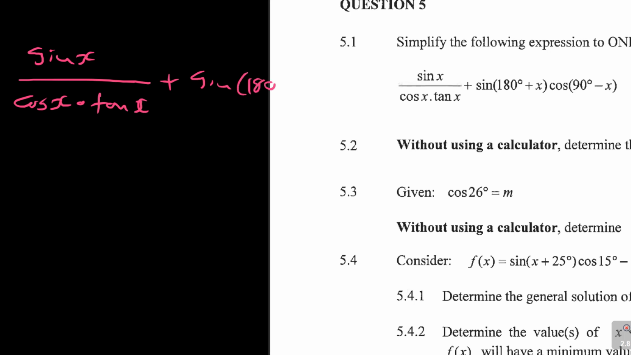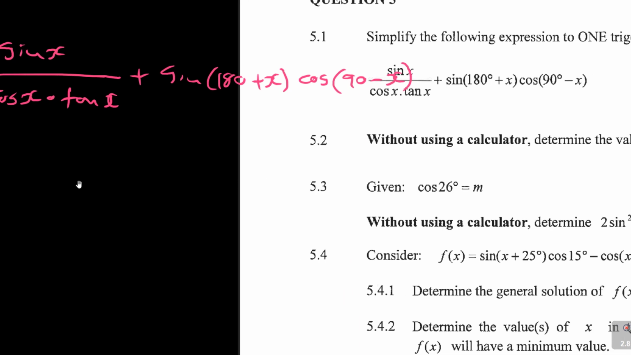If I can write this down, it says you have got sine x over cos x dot tan x, and then you have plus sine of 180 plus x, and then cos of 90 minus x. I think that is that. Alright, I hope I wrote it right.